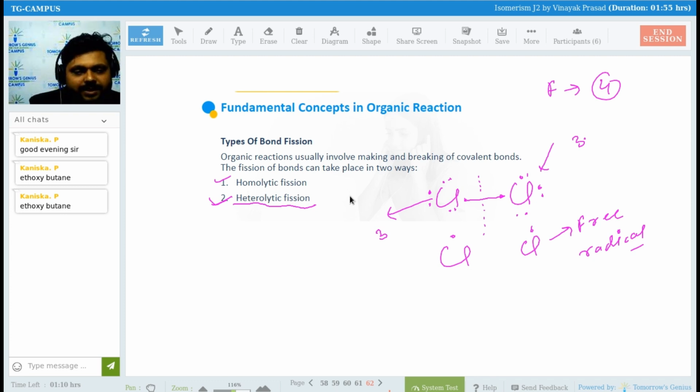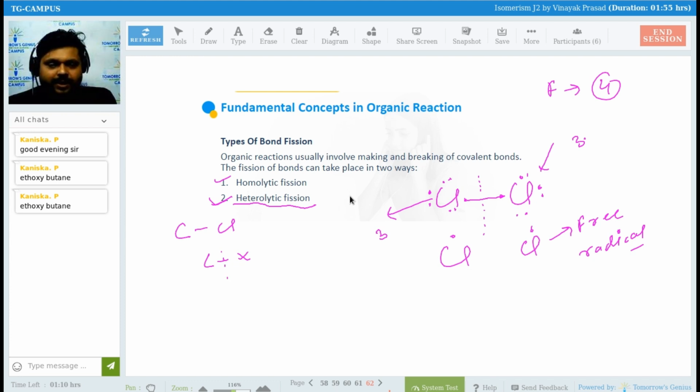Let's suppose this is carbon, and here there is chlorine, right? We know that chlorine is more electronegative, or I am taking carbon and X. X is the halogen group. We know that X always has more electronegativity than carbon. So if there is a fight between this X and the C, what will happen then?